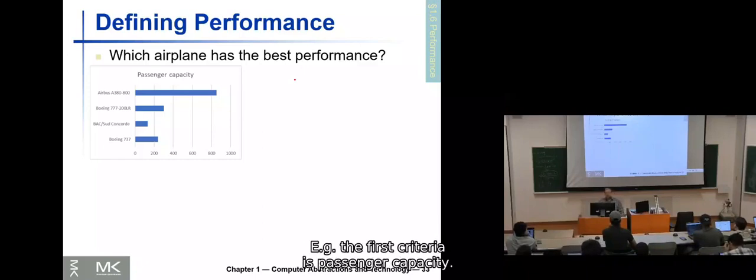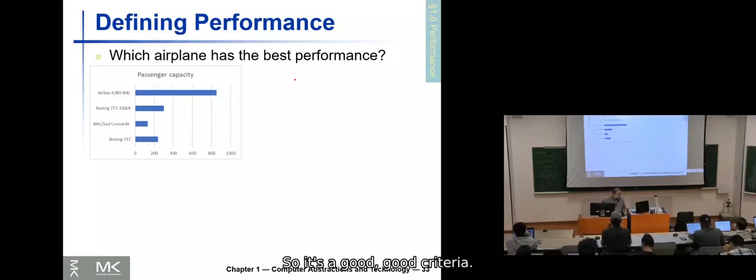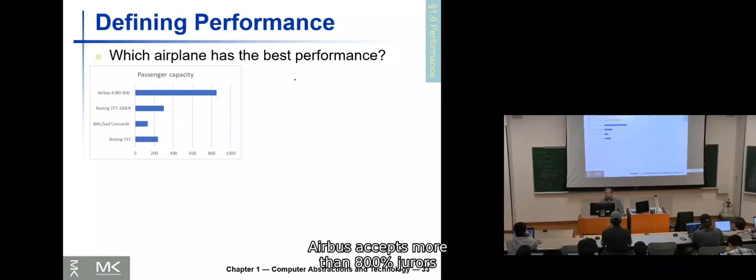For example, the first criteria is passenger capacity. So you could put more passengers in one travel. So it's a good criteria, a good thing that we should consider. And in that one, Airbus is the best. Airbus accepts more than 800 passengers in the airplane. And then 777, around 300 passengers.